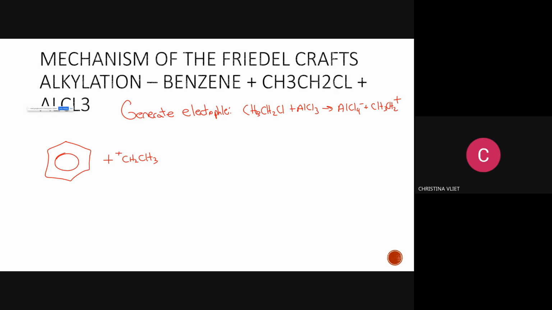What's getting put to the ring? From where? From the electrons, right, which are in the ring, to here, to the carbon. And so you end up with this. Where my plus charge is, I'm going to put my CH2, CH3 next door, and a hydrogen.